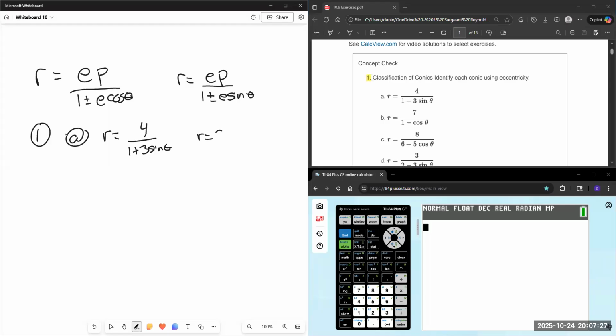So my E is equal to 3. You may remember this from pre-calculus. If my eccentricity is between 0 and 1, I have an ellipse. If my eccentricity is equal to 1, I have a parabola. If my eccentricity is greater than 1, I have a hyperbola. You may or may not have talked about eccentricity in your pre-calculus class. It's fine if you didn't. You'll discuss it a little bit here. So this is greater than 1, so I have a hyperbola.